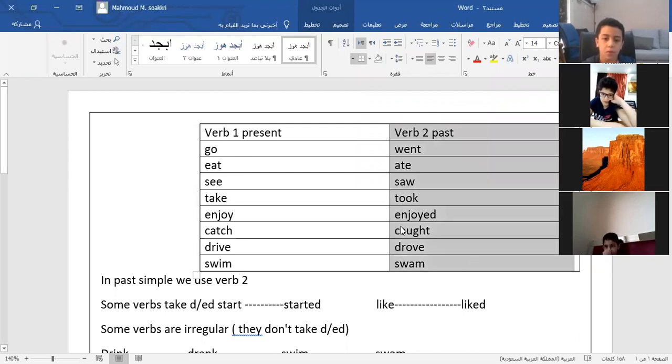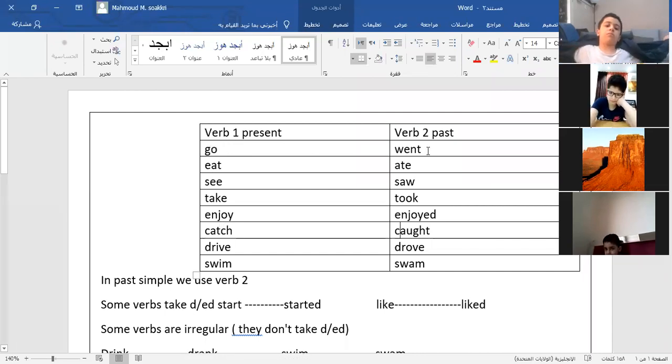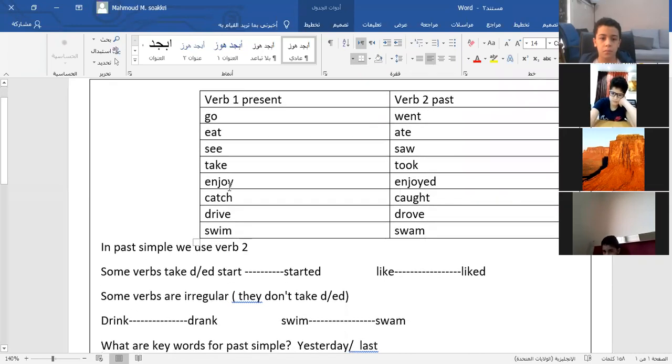Now, students, let me ask you another question. Look here, go. It ends with O. What happened here? It's went. So we didn't put ed. But in past simple, we use verb one, verb two. Some verbs take d or ed. Look at the example: start, started. We put ed. Like, liked. We put d.